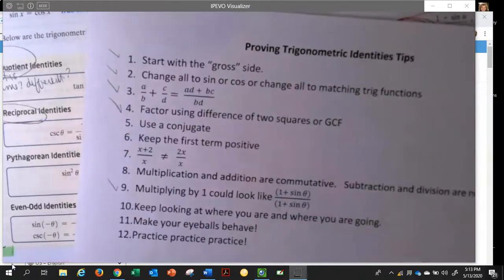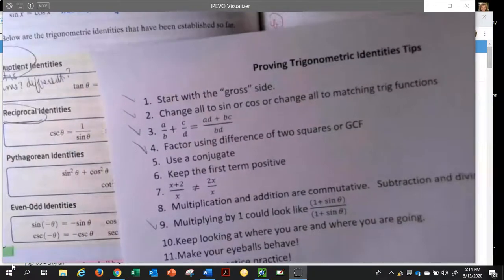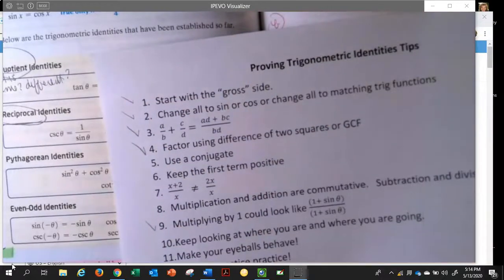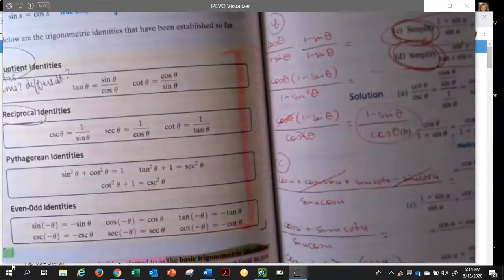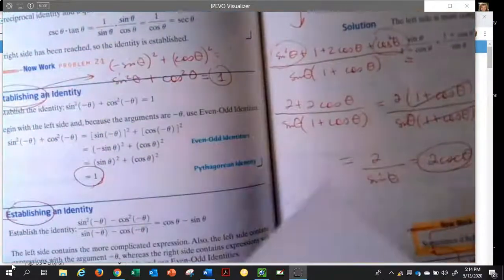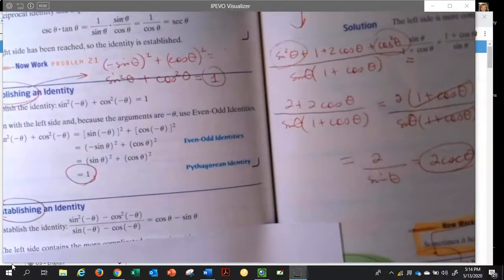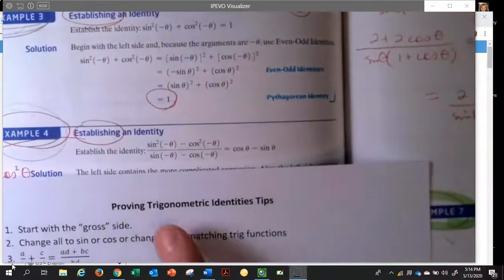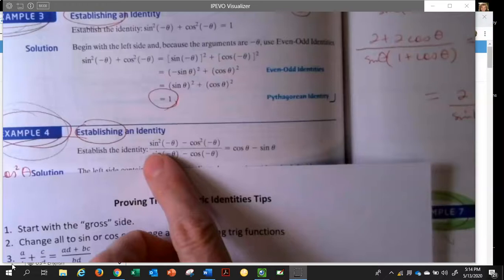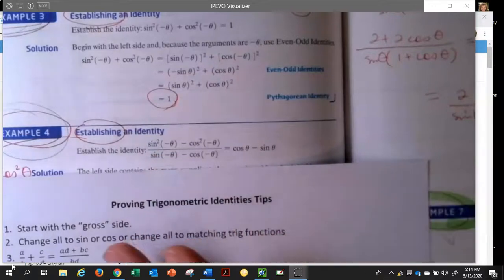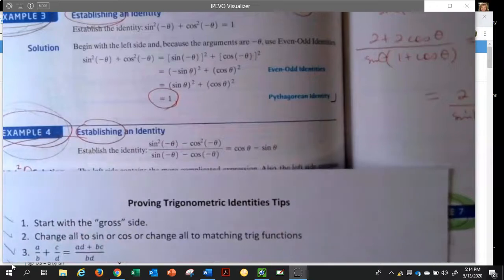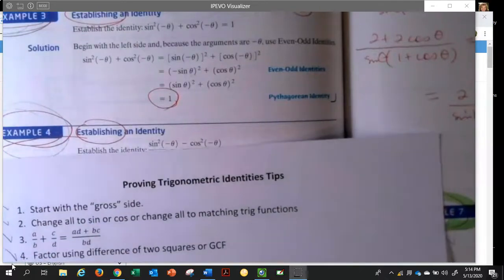So I'm going to walk through this, and starting with that, we should start with the gross side. And I put a check mark by the ones he mentioned in the videos. And so when we start with the gross side, and I think he might have said the more complicated or more involved side. And so when you look at an example like example 4, you've got a complicated side and an uncomplicated side, and I'll say this side's the gross side. And so when you're trying to decide which way do I start on these identities, a good rule of thumb is to start with the gross side.